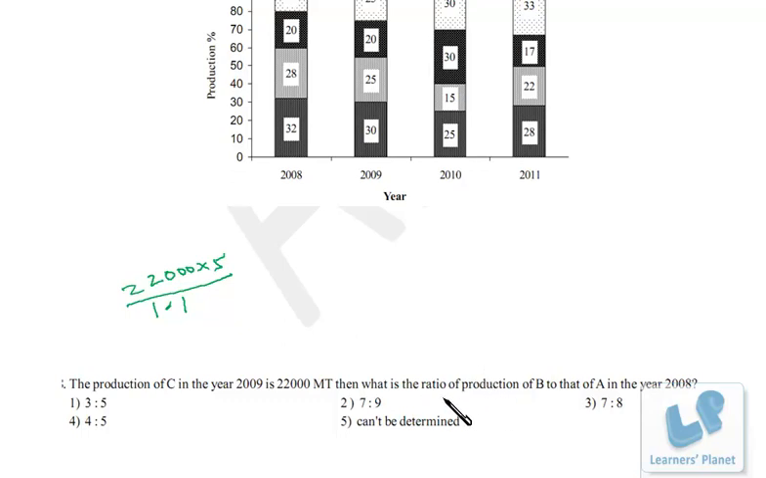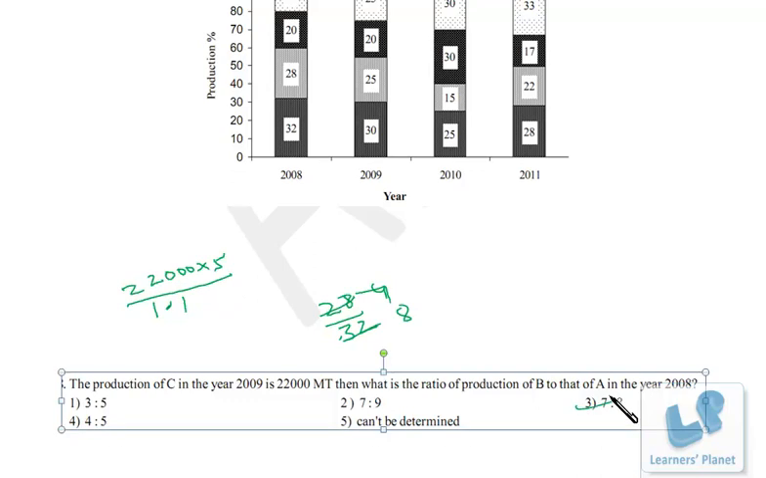Now friends, since we have to find out the ratio of production of B to that of A in the year 2008, this data doesn't matter really. Now what we'll be doing? The production of B is 28% of this and the production of A is 32% of this. So while we are calculating the ratio, this data will be cancelled. So finally you are left with 28 by 32, so 4 7s and 4 8s. Your answer is 7:8. This data really doesn't matter.